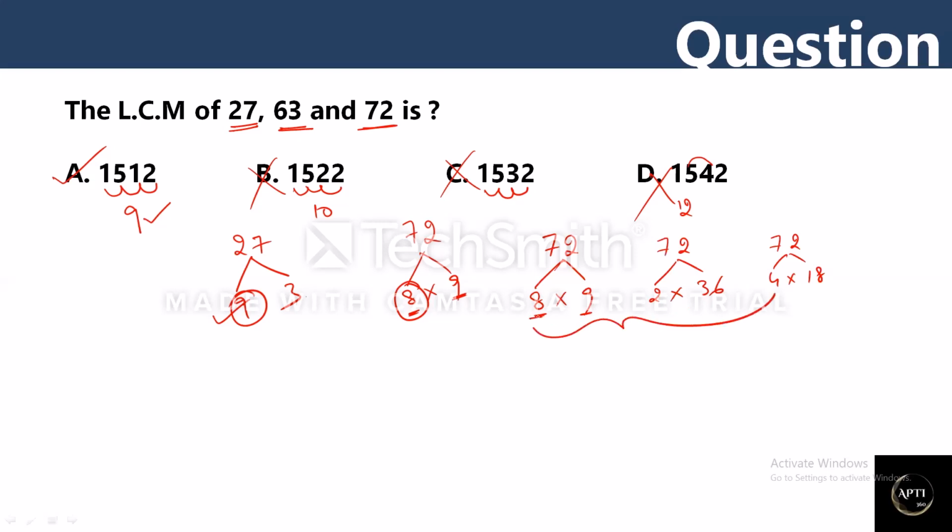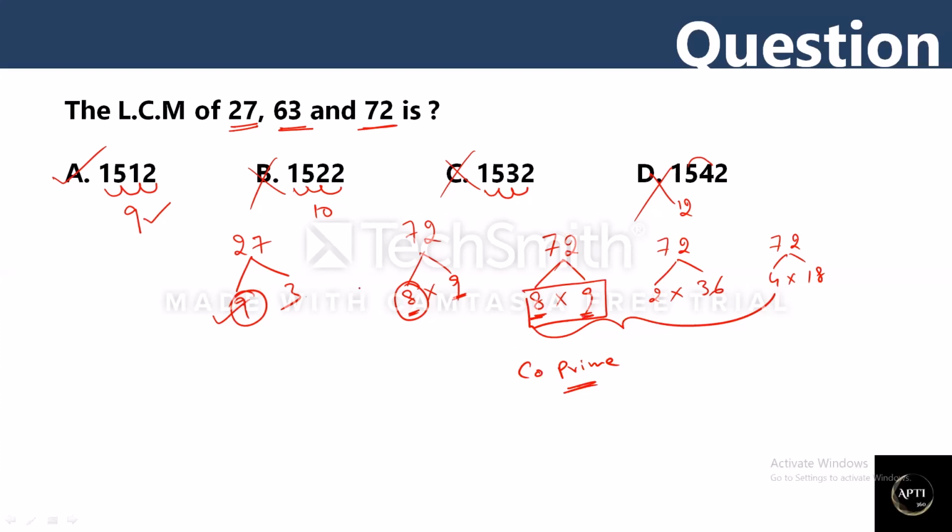Why are we checking only with 8 and 9? Because divisibility rules will be satisfied only with co-prime numbers. Remember this: divisibility rules work only with co-prime numbers. What is meant by co-prime numbers? The numbers having HCF 1. Any numbers whose highest common factor is 1 are said to be co-primes. I hope you all are clear with this.